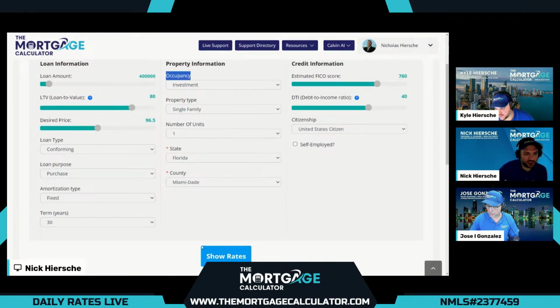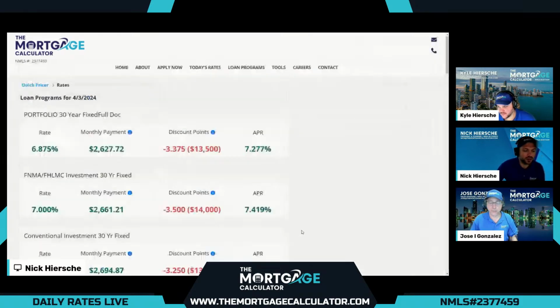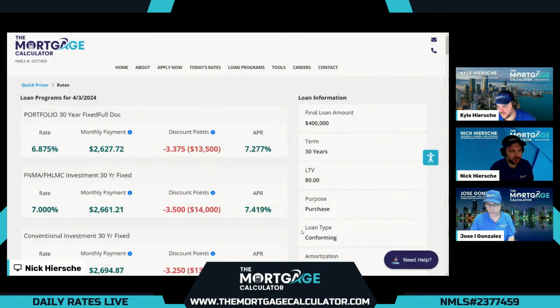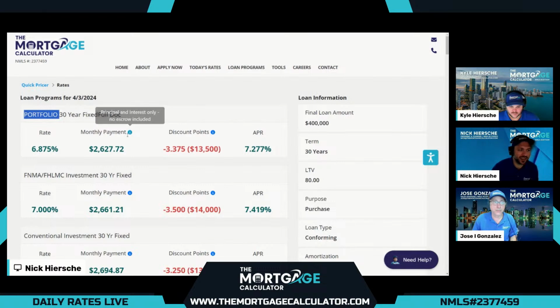Start with the conforming conventional option. Everything is the same as all our demos. We've only changed to investment here. So let's see the options. A little further apart today than they were yesterday. So as usual, lately with the volatility, the portfolio option is at the top.